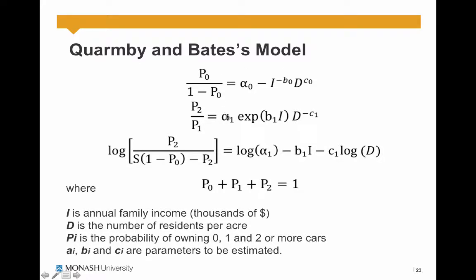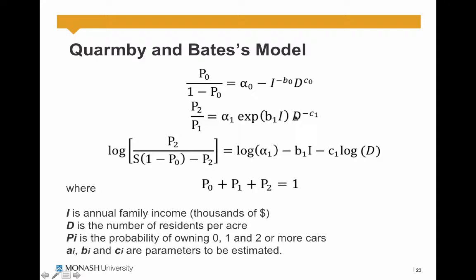The second equation of the QMB model looks at the ratio of the probability of having two cars over the probability of having one car, which again has a few other parameters to be estimated, including alpha 1, B1, and C1, but I and D remain the same as they are the income of the household and the population density. So in this equation, we will have alpha 1 multiplied by the exponential of the a parameter multiplied by income.